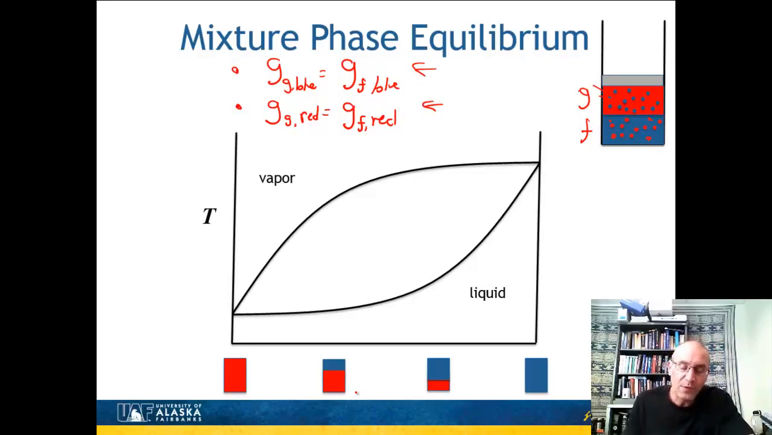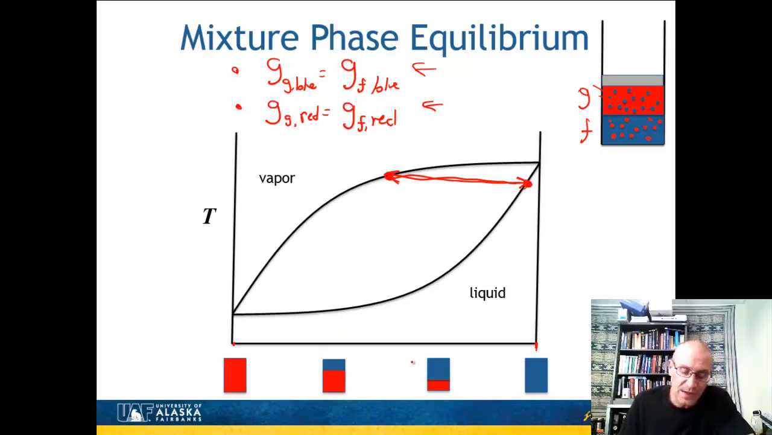And so I could plot what those equilibriums are. So at a particular temperature, this right over here might be the liquid phase composition, and that right over there would be the vapor phase composition when their Gibbs energies are the same. And on the bottom here, I'm showing diagrams. Over on the far right would be pure blue. Over on the far left would be pure red. And so here at a particular temperature, at chemical phase equilibrium, there's the composition of the vapor phase, there's the composition of the liquid phase.